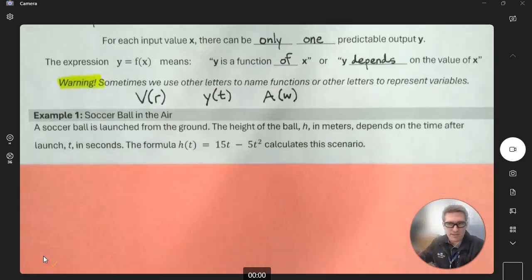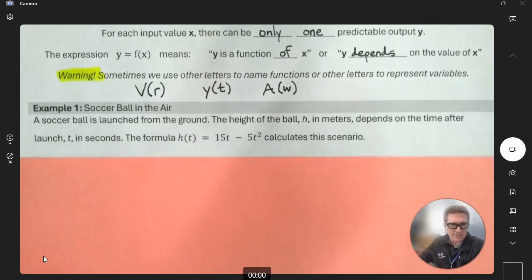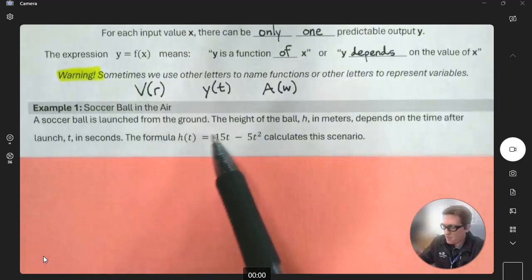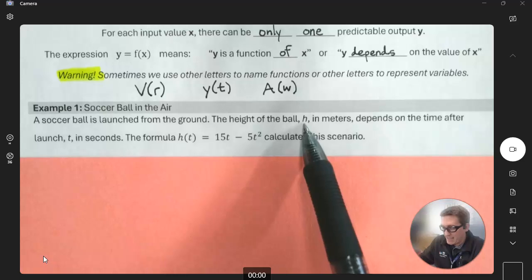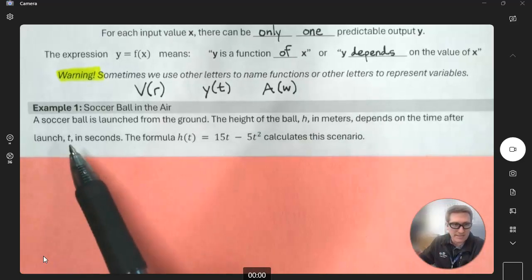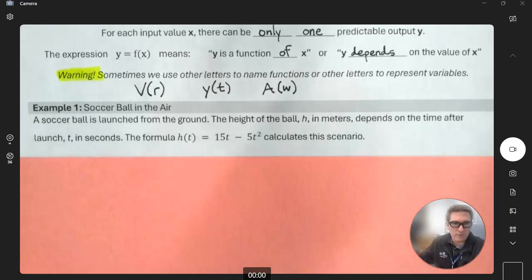A lot of you like to play soccer, so that's going to be our first example. A soccer ball is launched from the ground. The height of the ball, h in meters, depends on the time after the launch, t in seconds. The formula h of t equals 15t minus 5t squared calculates this scenario.